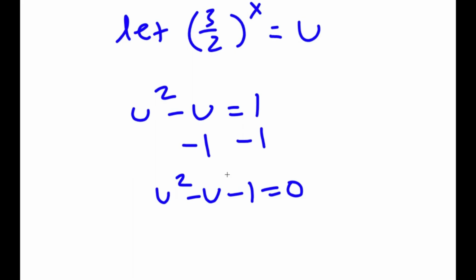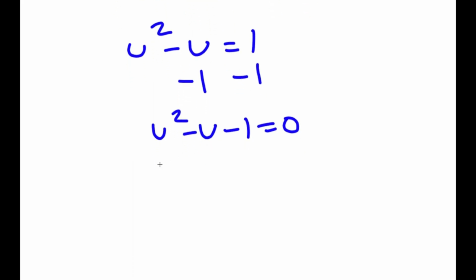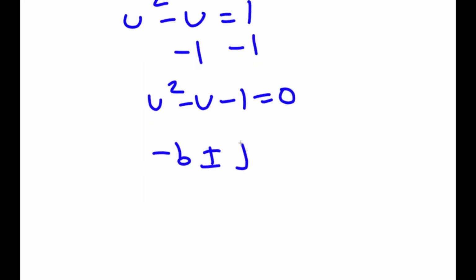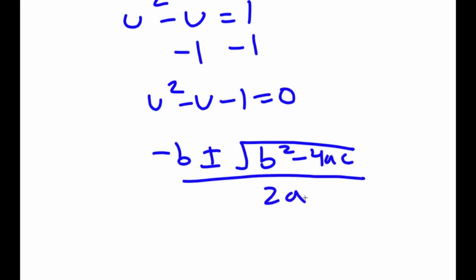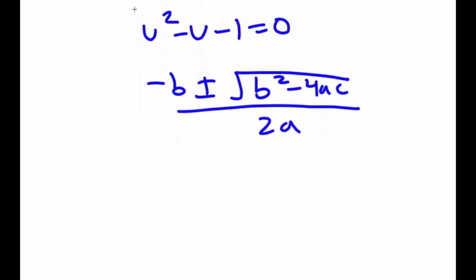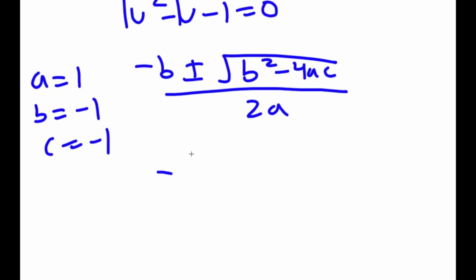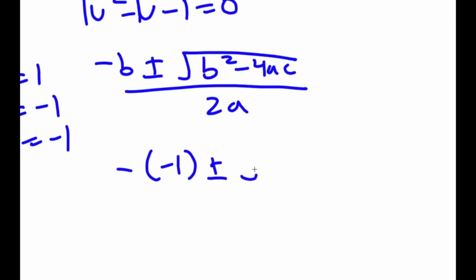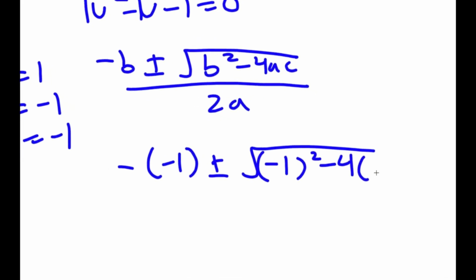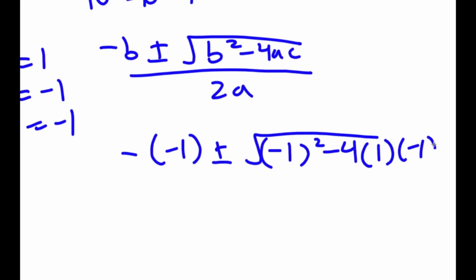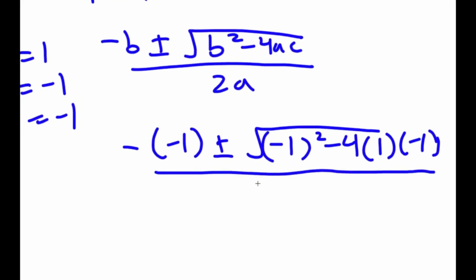So now I have a quadratic equation, and I can go ahead and plug this into the quadratic formula, which is negative b plus or minus the square root of b squared minus 4ac, divided by 2a. So in this case, a is equal to 1, b is equal to negative 1, and c is equal to negative 1. If I plug these values in, I have negative negative 1 plus or minus the square root of negative 1 squared minus 4 times 1 times negative 1, all of this divided by 2 times 1.